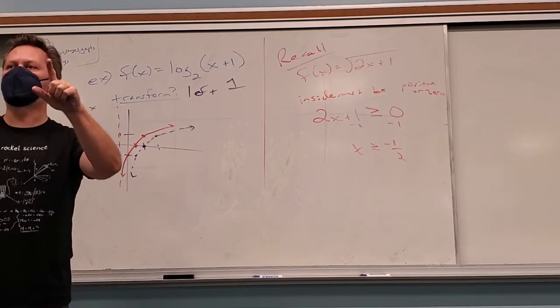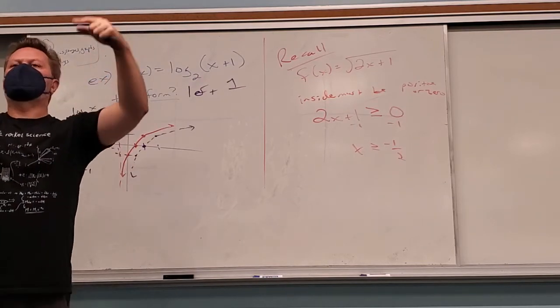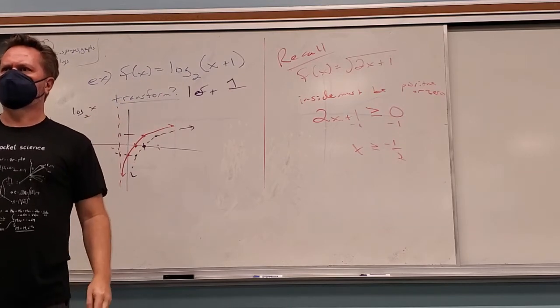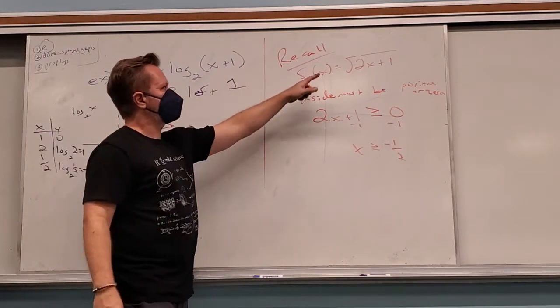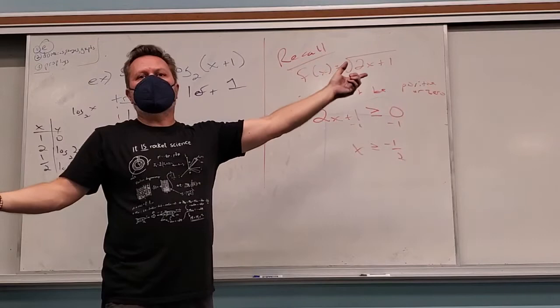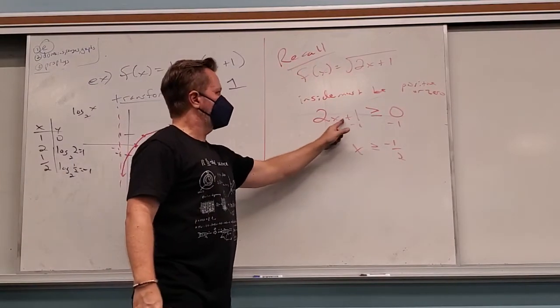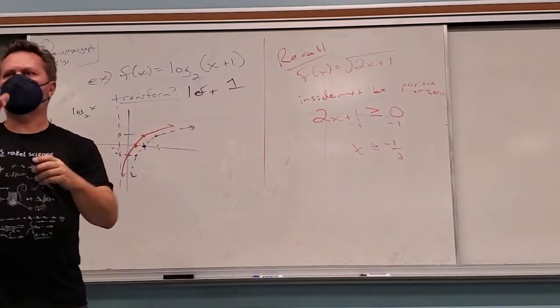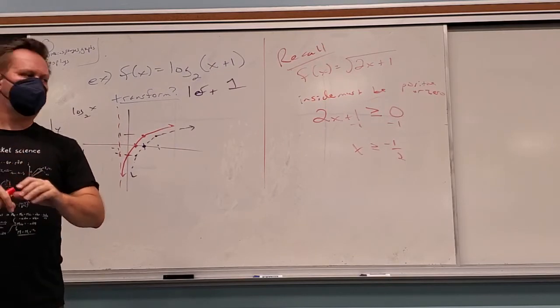I say in English what has to happen, and then I'll write down what I just said in Mathish. So the inside of a square root has to be not negative, it has to be 0 or positive. So the inside has to be at least 0. Bam! And solve it. So what about a logarithm?